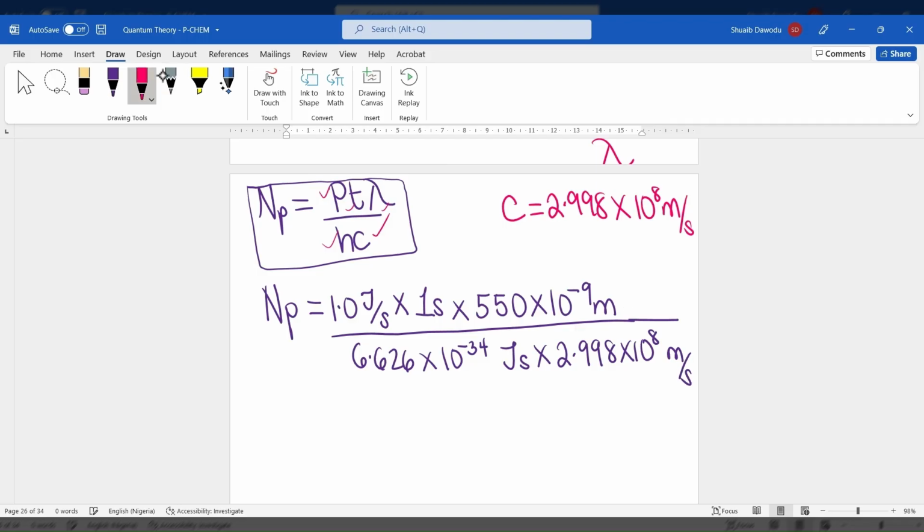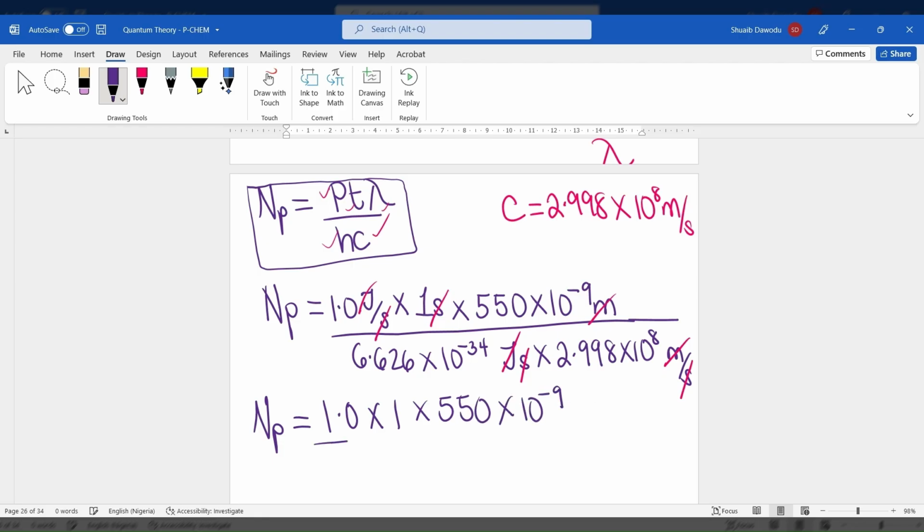We already know we are scientists. We just have to cancel out the units. So we have joules here, we have joules here, we cancel out. We have meters here, we have meters here, we cancel out. We have seconds here, so from 1 second, we have seconds here, we cancel that out. And we also have seconds here, we have seconds here, we also cancel that out. So what you end up with is just Np is equal to 1.0 times 1 times 550 times 10 raised to the power of negative 9 divided by 6.626 times 10 raised to the power of negative 34 times 2.998 times 10 raised to the power of 8.